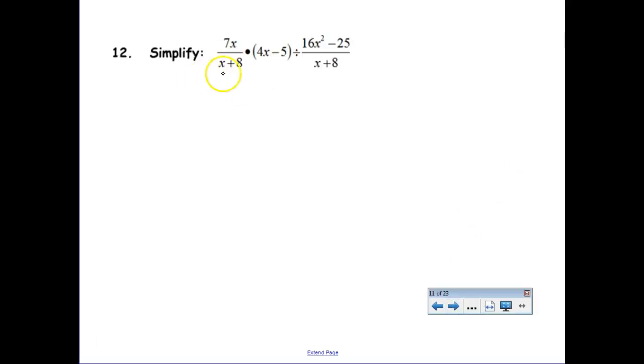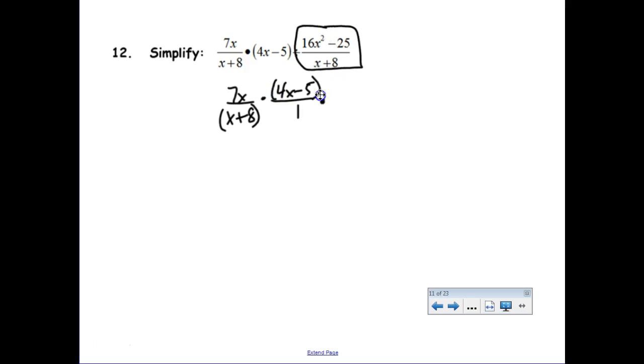Alright, so we're still on day 1 here. We're going to be simplifying this rational expression. We have a multiplication followed by a division sign. So, I'm going to leave the x plus 8. That is not factorable, and if you want to put parentheses, you can. This 4x minus 5 is also not factorable. I'm going to put it over 1 though, so I know it's in the numerator.